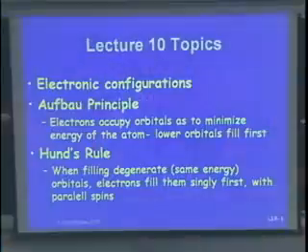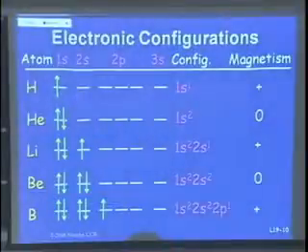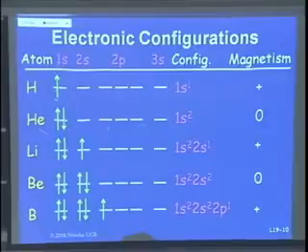So we talked about electronic configurations and the build-up principle, the Aufbau principle. So you fill in your 1s, then you fill in the second one in the 1s. Okay, you can say if it's paired, then it's not magnetic. If it's unpaired, it's magnetic.